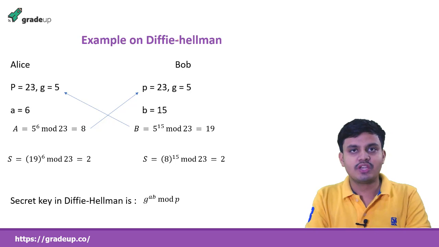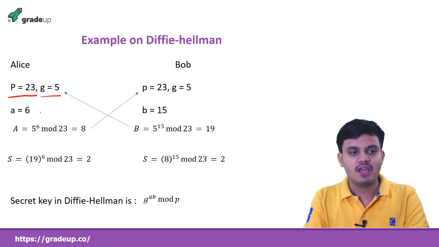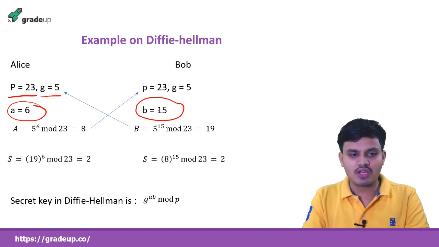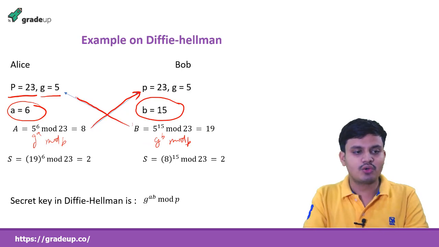We will try to understand it using an example. Suppose p is equal to 53, g is equal to 5, and everyone knows about p and g. Now Alice is going to choose a number secretly, and similarly Bob is going to choose one. So Alice has chosen 6 and Bob has chosen 15. Now what is Alice going to do? g power a mod p will be sent to Bob. And similarly, g power b mod p, whatever remainder we get, we are going to send to Alice.